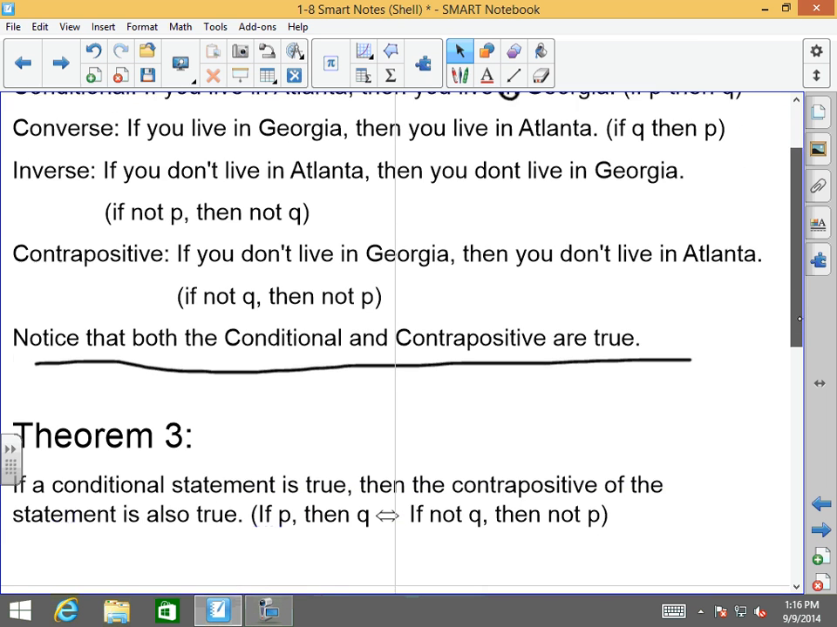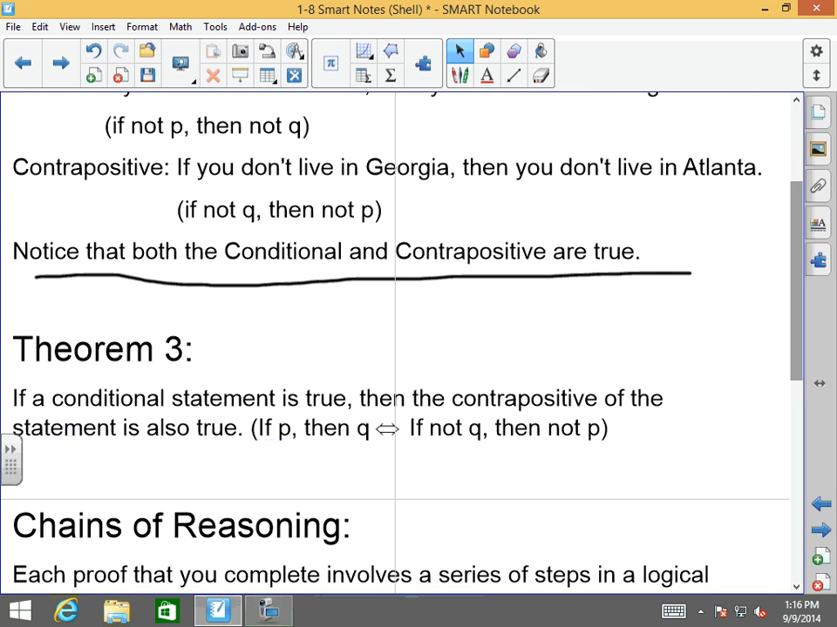All right, good stuff. Now, that's a theorem that I just talked about. Our third theorem states that if a conditional statement is true, then the contrapositive of the statement is always true. So if P then Q is true, then if not Q, then not P will always be true. This is not an if or maybe, guys. Again, if the conditional is true, I promise you that the contrapositive will be true. But that does not apply for the inverse or the converse.